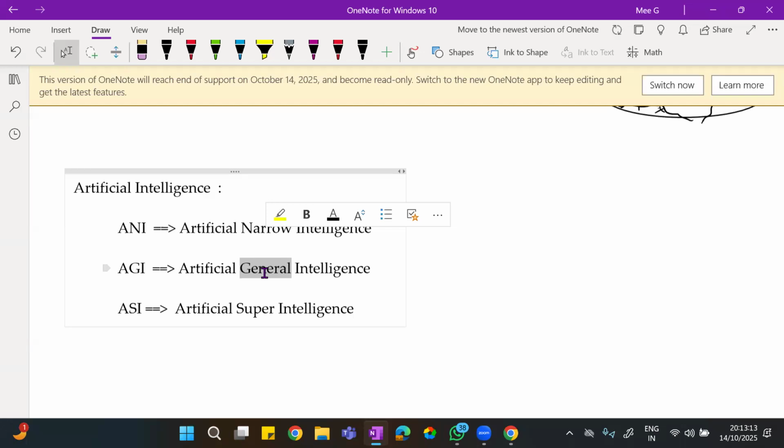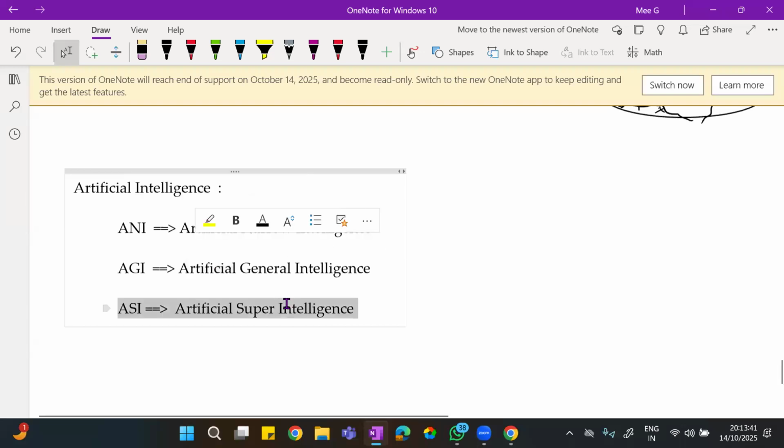Okay, now the next one is artificial super intelligence. What is artificial super intelligence? All you have to do is build one particular AI model. That's it. It will take care of itself. Here, at least we have to build a couple of models by ourselves. But once you build one super intelligent model, that's it. It doesn't require you at all.